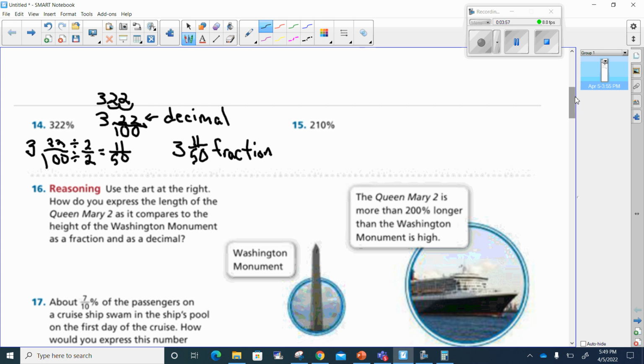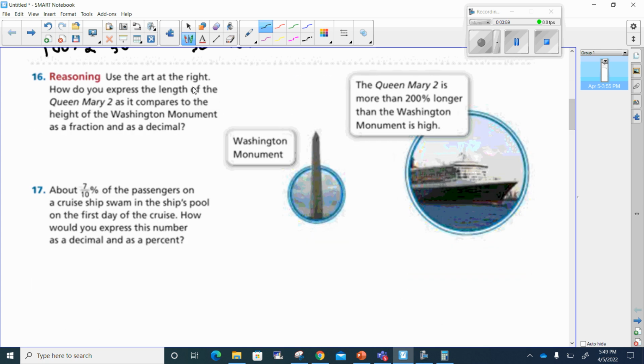All right, we're on to number 16. Number 16 says use the art at the right. It says, how do you express the length of the Queen Mary? It's like the Queen Mary over here. It says the Queen Mary 2 is more than 200 times longer than the Washington Monument is high. So whatever this is, 200 times more, okay? As it compares to the height of the Washington Monument, as a fraction and as a decimal.